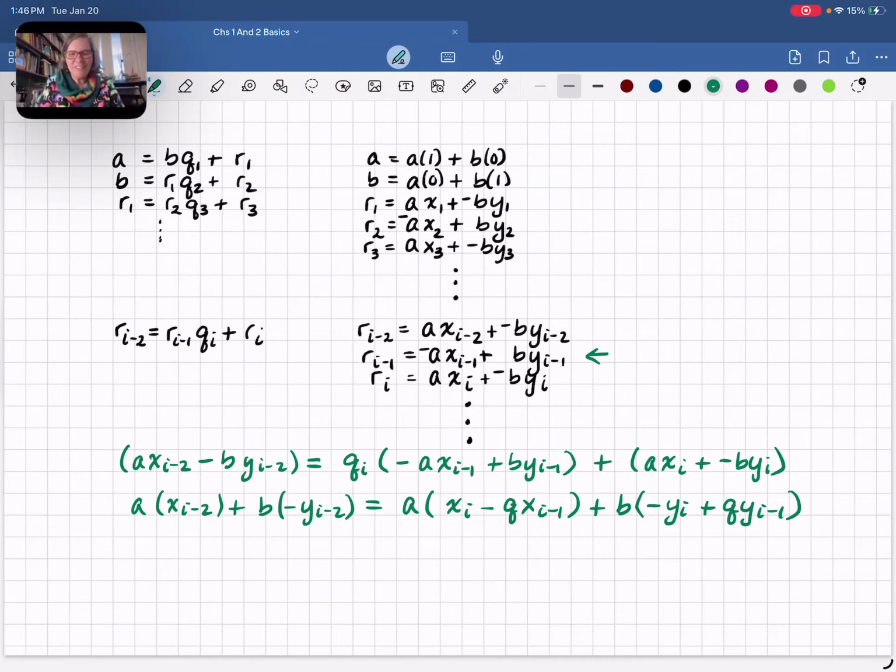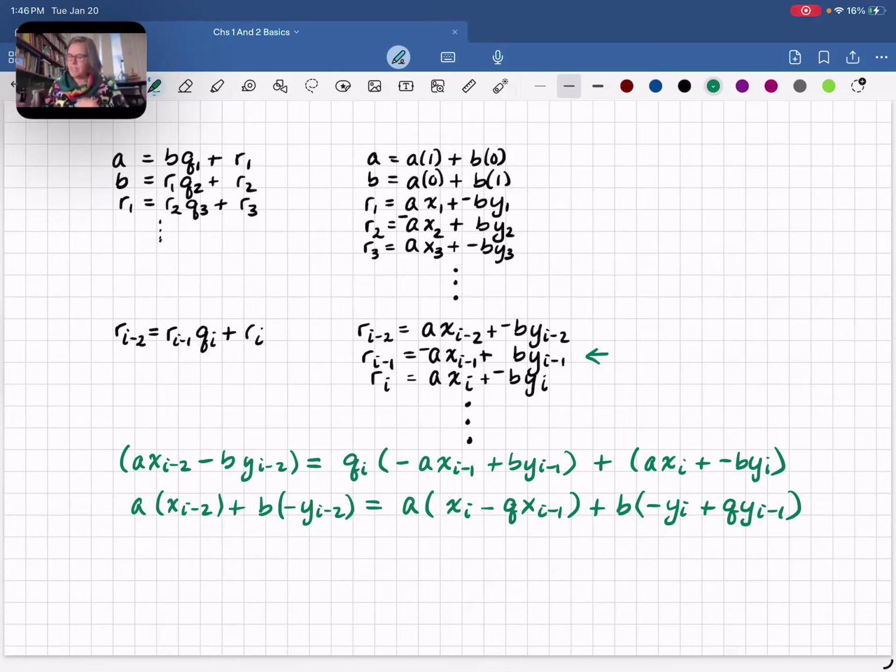So for the a's here, I have qi times xi. If I distribute this q and write everything out long, and then put the a terms together and group them, I would get xi times a right there, and then qi times xi minus 1, and that is subtracted because of that minus sign. And then b times negative yi, that's right here. And then if I distribute this qi over here, I get plus qi times yi minus 1.